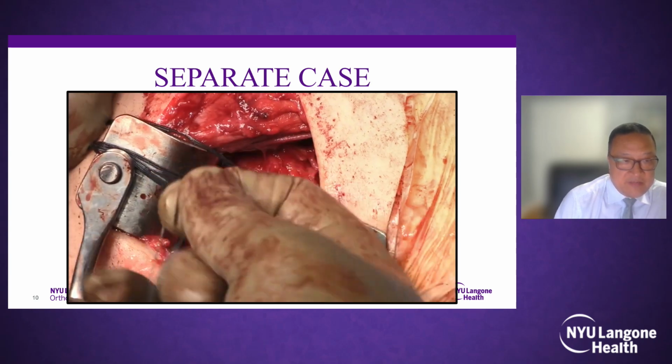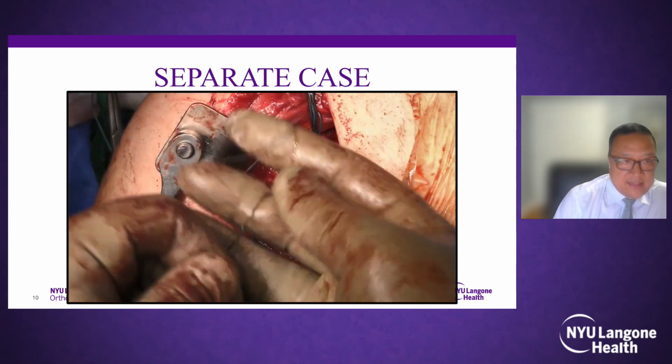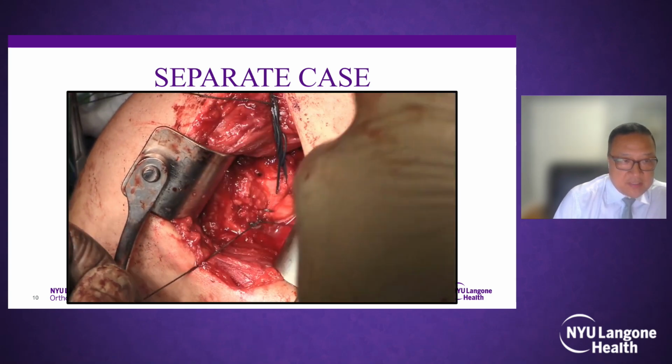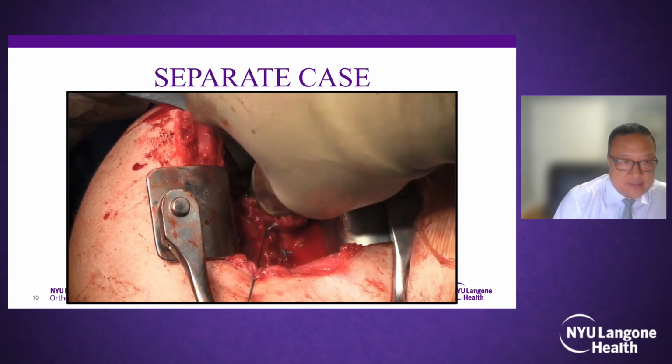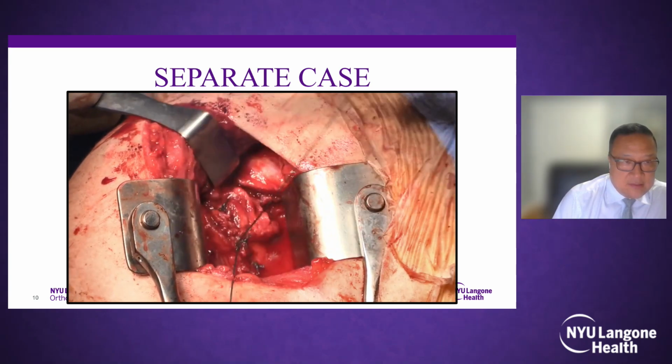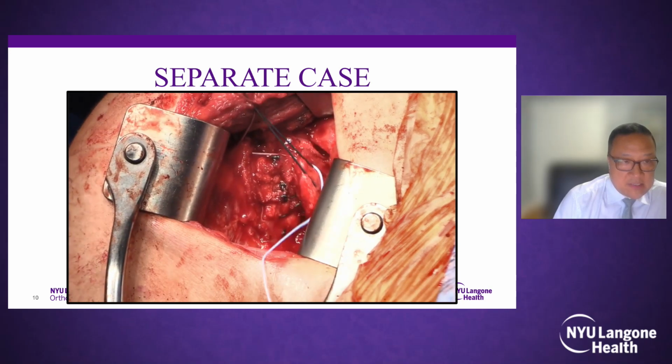So the anterior and inferior leaflet of the capsule is brought out superiorly and laterally, and tied down. Same thing with the superior capsule. I do this with number 2 Mersilene sutures. Once that's done, you repair the subscapularis.